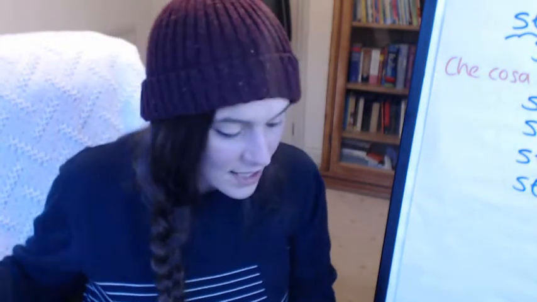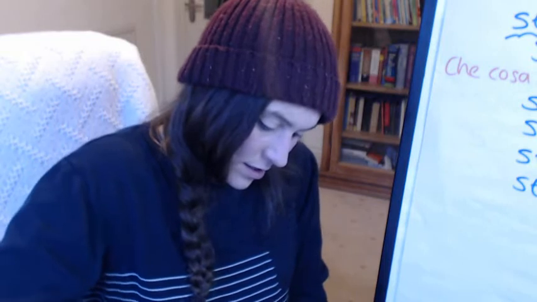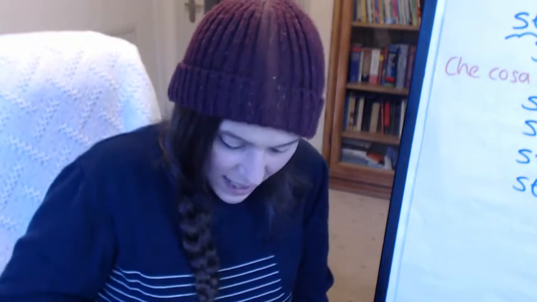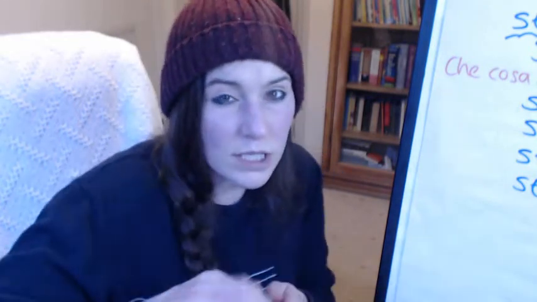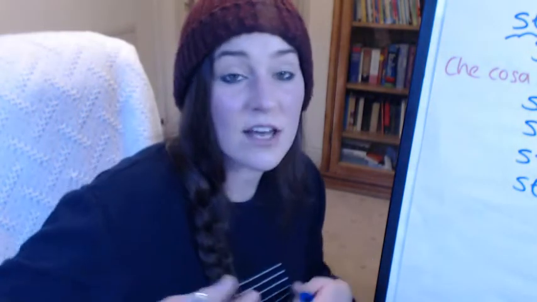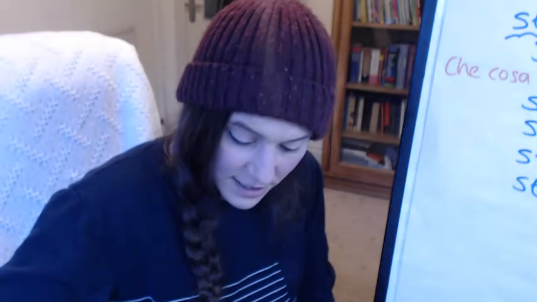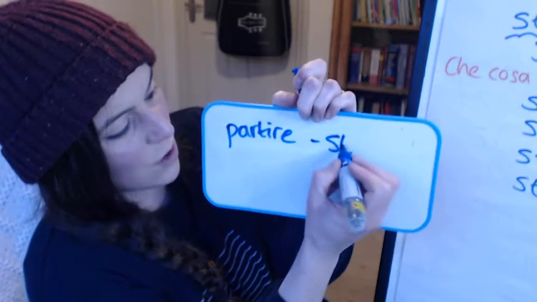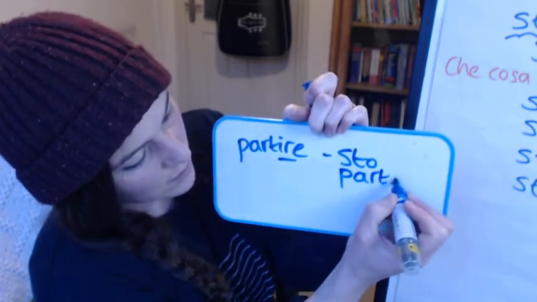So if I want to say, I am leaving, I'm leaving, right now I'm leaving, come si direbbe? How would you say that? Okay, so you need the verb to leave. This is how you go through the process. You're in Italy, you have to say something, you want to use the gerund form. Partire is to leave. I'm leaving. Sto. It's an IRE verb, so it goes to endo. Sto partendo.